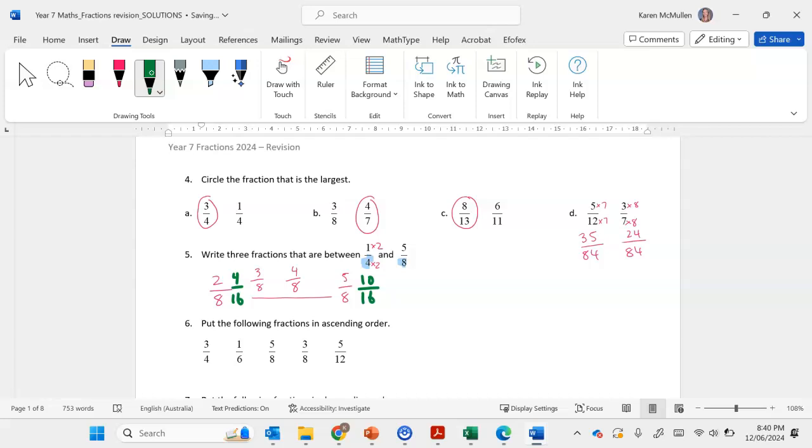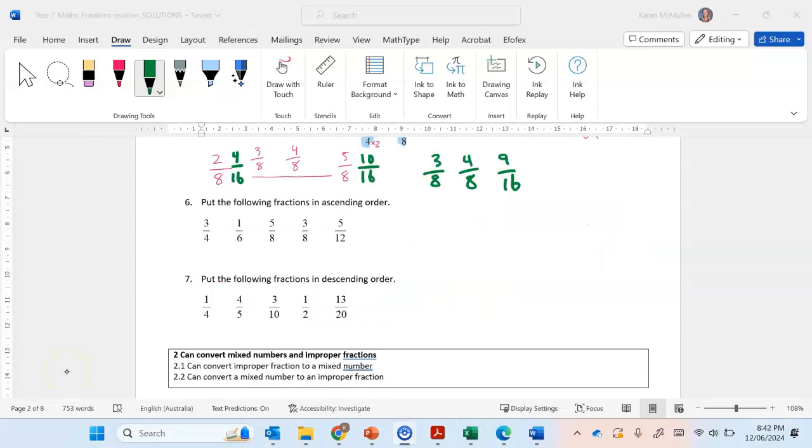So looking at 3 fractions in between, I could keep my 3/8 and my 4/8 as 2 possible fractions. But then anything else in between 4 over 16 and 10 over 16 is also possible. So I could do 9 over 16, let's say. All right, so those 3 fractions are all between 1/4 and 5/8. You can just change your denominator to make it a little bit easier for you.